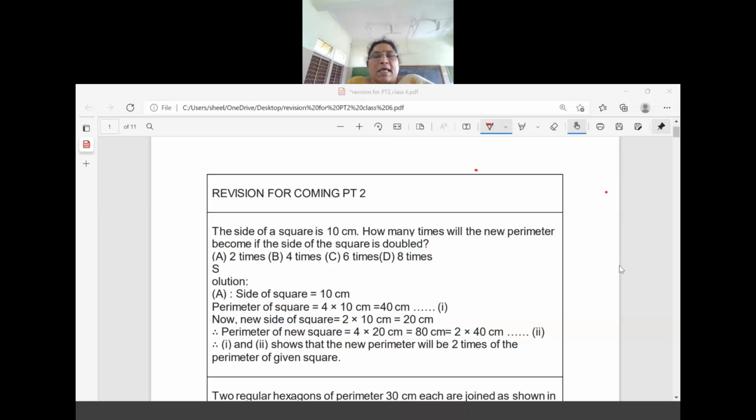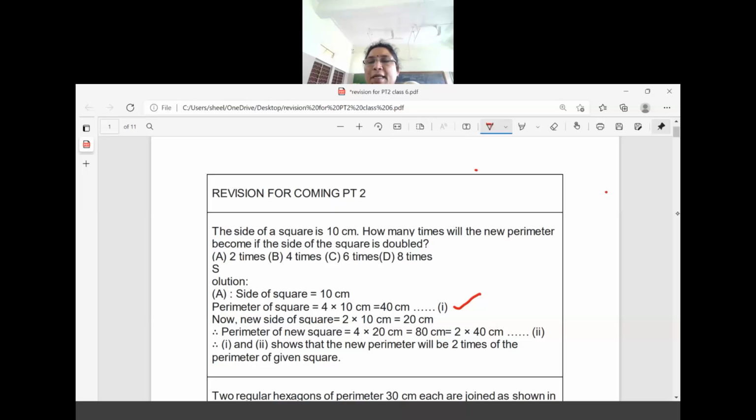The first question. The side of a square is 10 centimeter. How many times will the new perimeter become if the side of the square is doubled? Clear? The side of the square is 10, but how many times will the new perimeter become if the side is doubled? So if the side of the square is 10, the perimeter is 4 into 10, which is equal to 40, right?